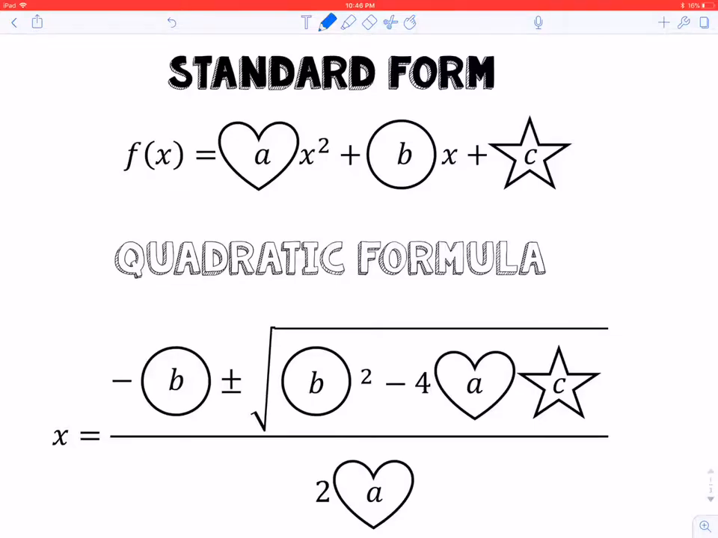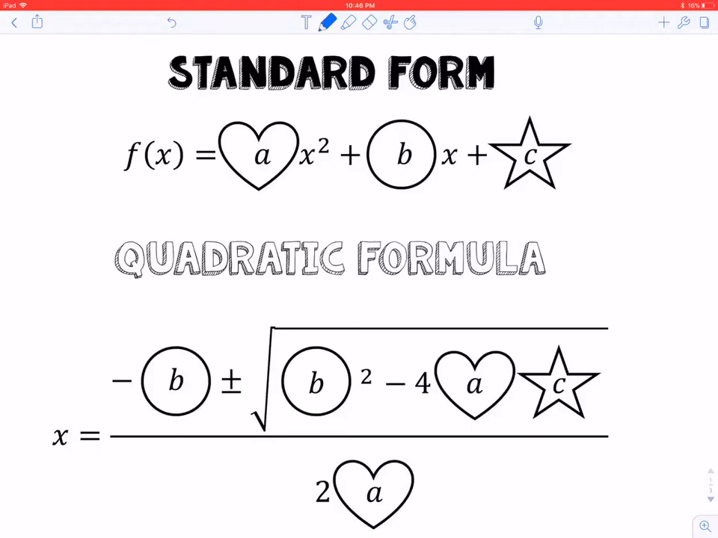All right, ladies and gentlemen, let's look at solving a quadratic equation in standard form using the quadratic formula. So we know a is the coefficient of our quadratic term, ax squared. B is the coefficient of our linear term, bx. And then c is our constant that stands alone.